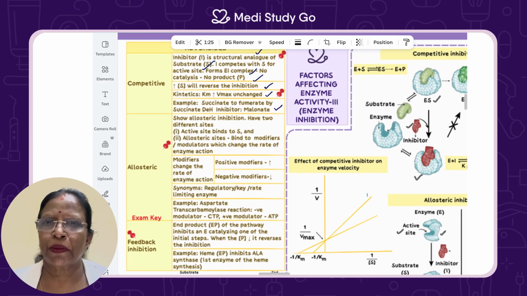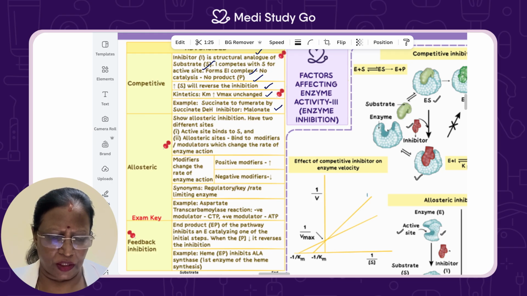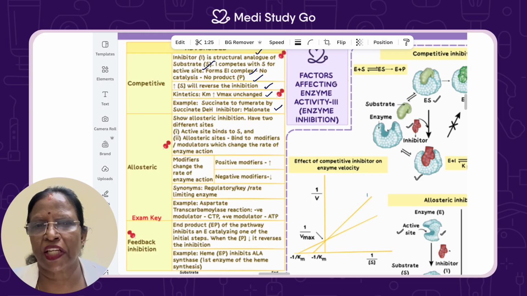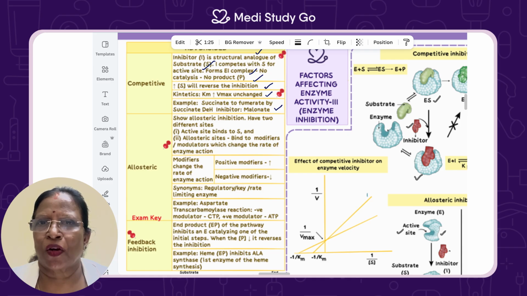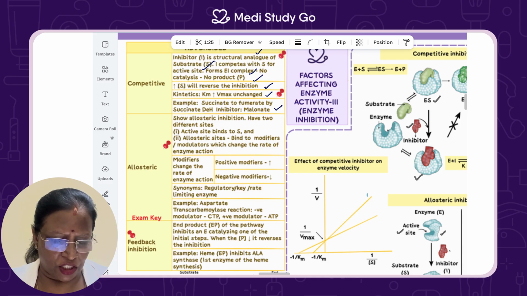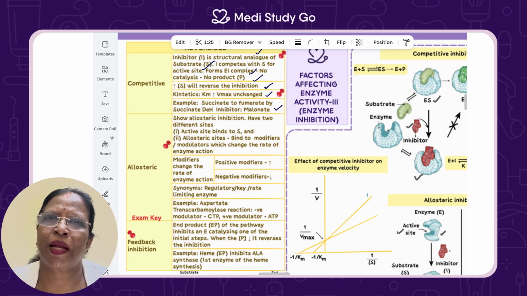Now let us see how this is depicted in the mind map. This mind map is all about reversible inhibition, competitive inhibition. You have a structural analog of the substrate, which competes with the substrate for the active site, forms an EI complex, and no products are formed. Increased substrate concentration will reverse the inhibition. Kinetics: Km value is increased, that means affinity is decreased, Vmax remains unchanged, and we have an example of succinate dehydrogenase inhibited by malonate.